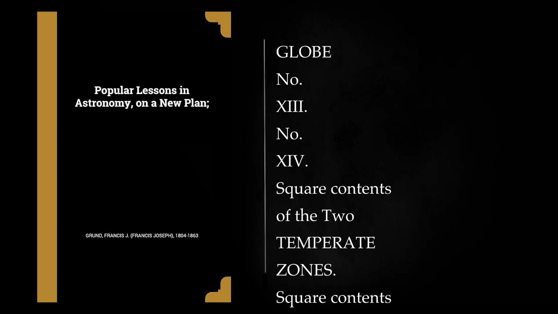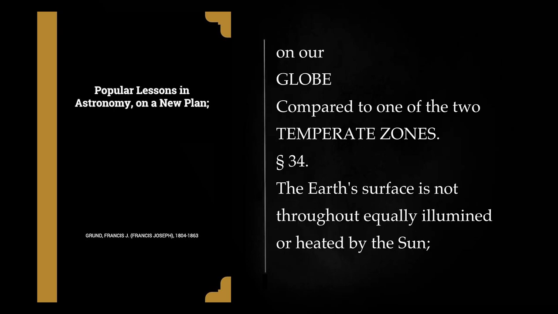No. 13. No. 14. Square contents. Of the two temperate zones. Square contents. Of the whole torrid zone. Square contents. Of the two arctic zones. The whole surface of the five great continents on our globe, compared to one of the two temperate zones.